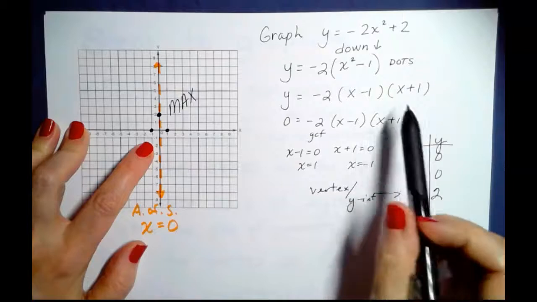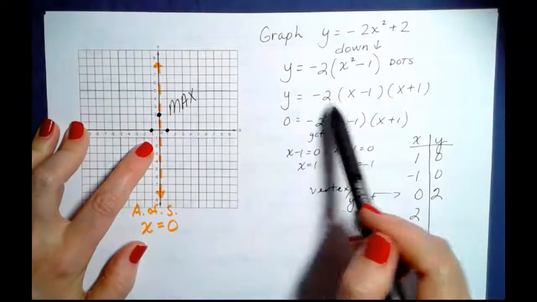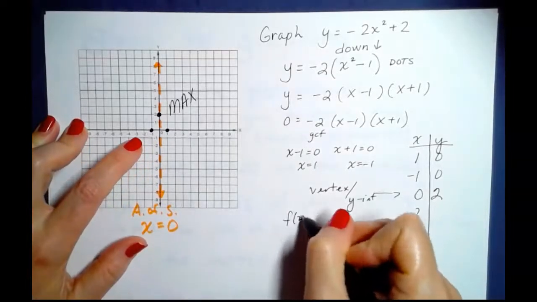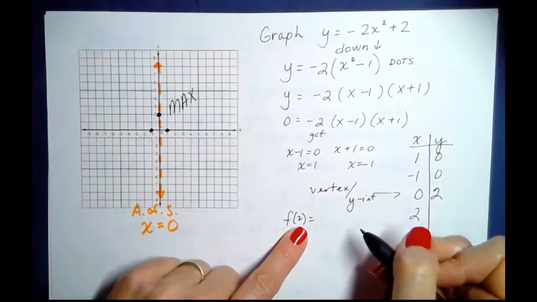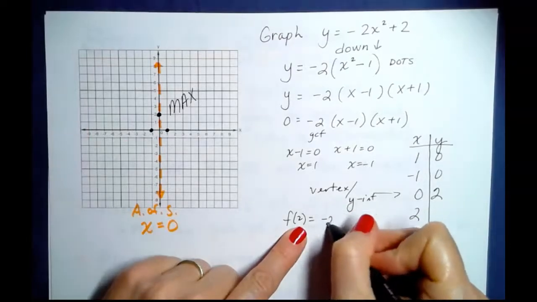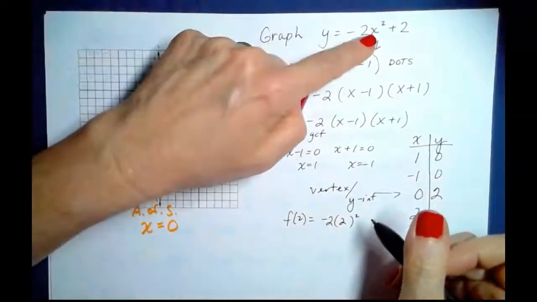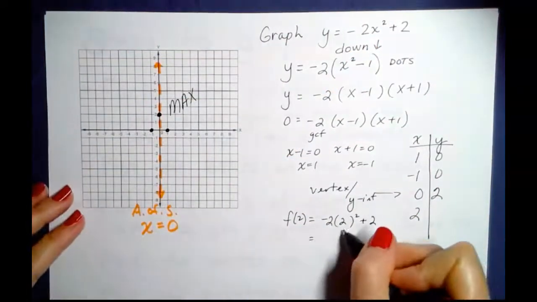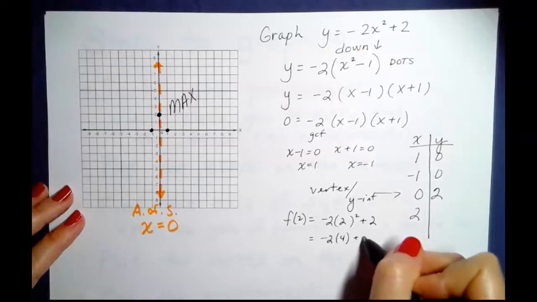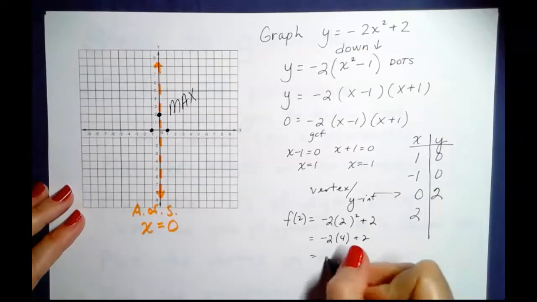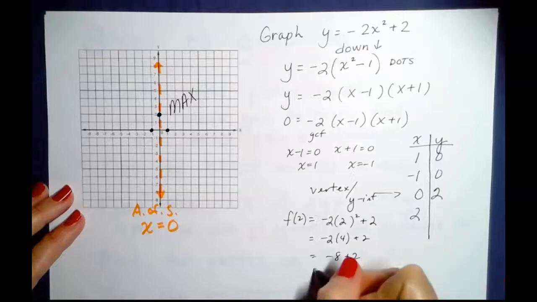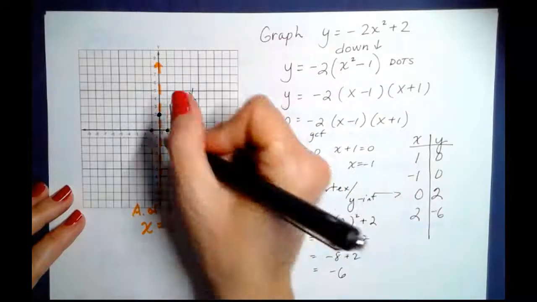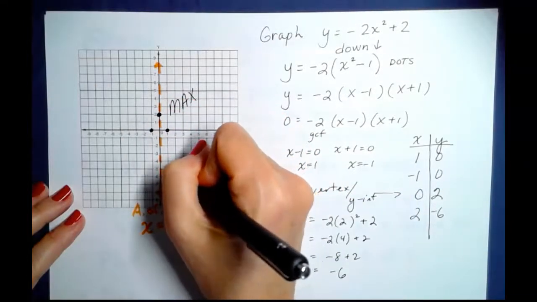Plug in 2. And you can plug it into the given function or the factored function. It doesn't matter. I'll go with the given function. So f of 2, evaluate the f function when x equals 2. That will be negative 2 times 2 squared, because I'm plugging it in right there, plus 2. Follow order of operations, square first. So 2 squared is 4. And then negative 2 times 4 is negative 8, plus 2. That is negative 6. 2, negative 6. Plot that point. Over 2 and down 6.